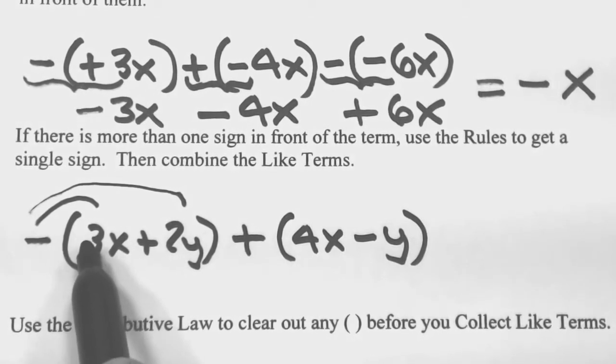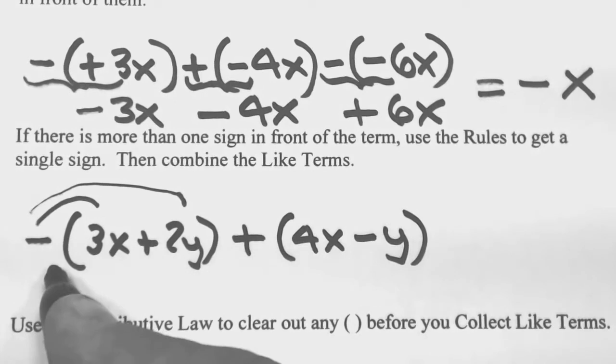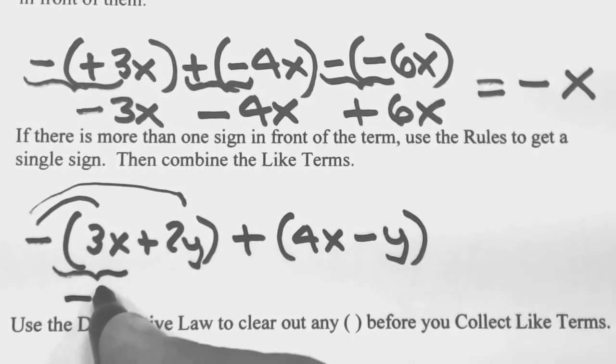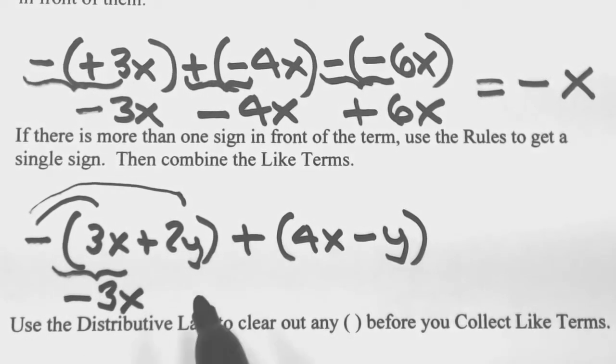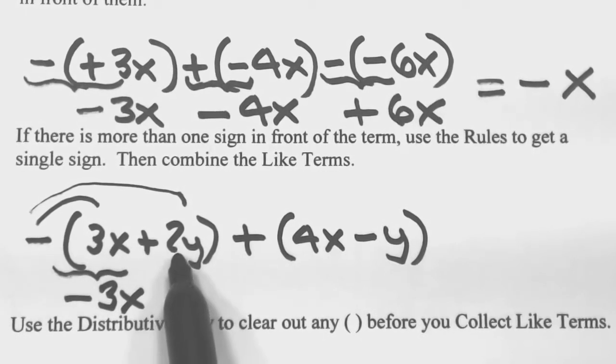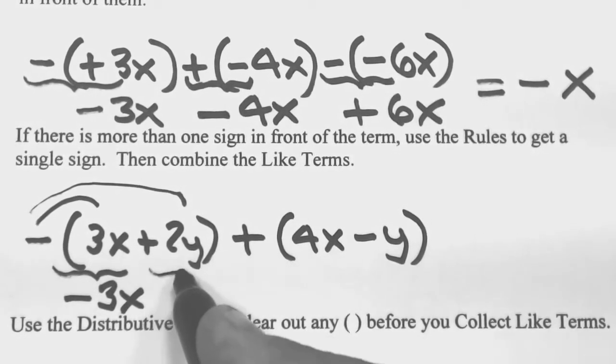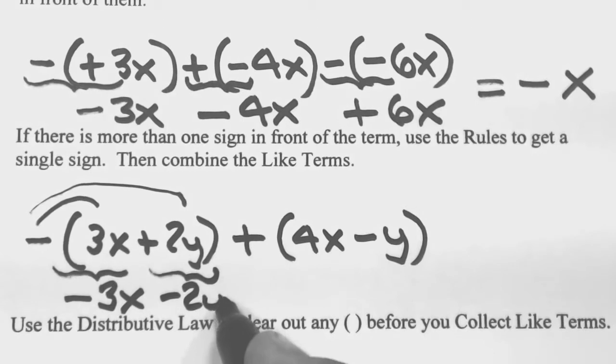So we apply the idea that a minus means take the opposite of to the plus 3. Remember, you don't see a sign in front of this 3, so we assume it to be plus. Well, what's the opposite of plus 3? Minus 3. So this becomes minus 3x. The same thing here: what's the opposite of plus 2y? Well, this becomes minus 2y.